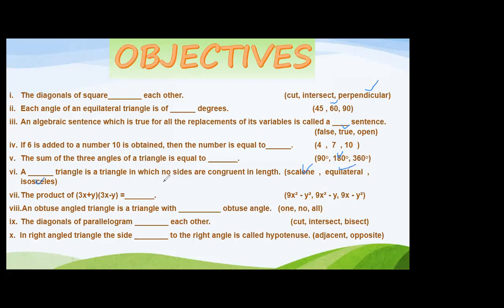Very good. So next one, the product of 3x plus y and 3x minus y is equal to dash. This is the question which I have taken from exercise 3.11. We have discussed this exercise already. I want you all to kindly solve it in the working column and share your answer by raising your hand. Quickly raise your hand and share your answer with me.